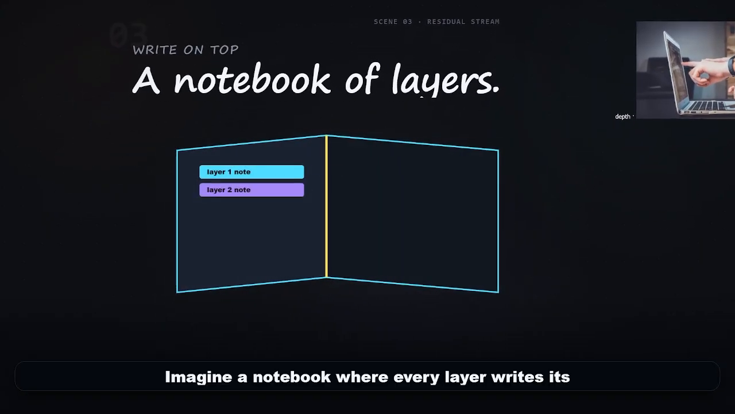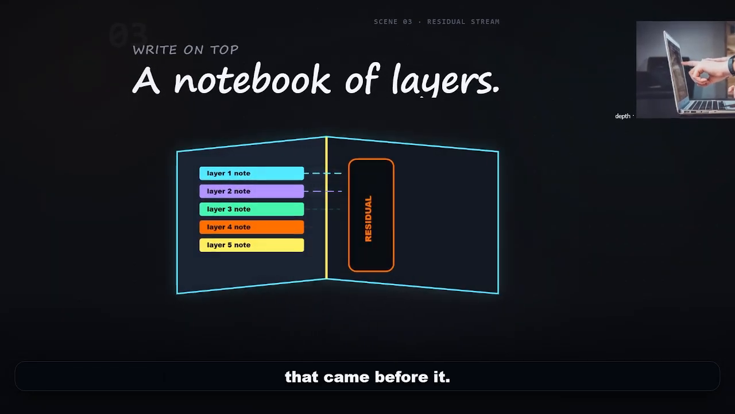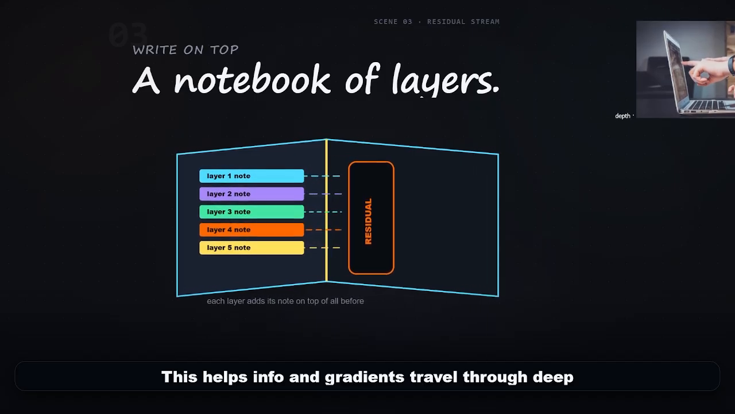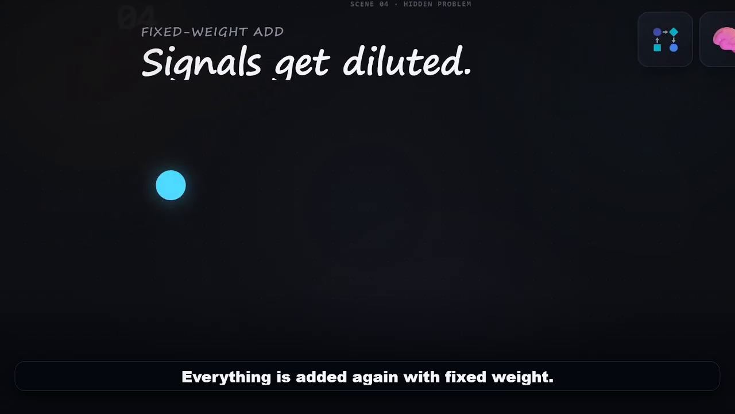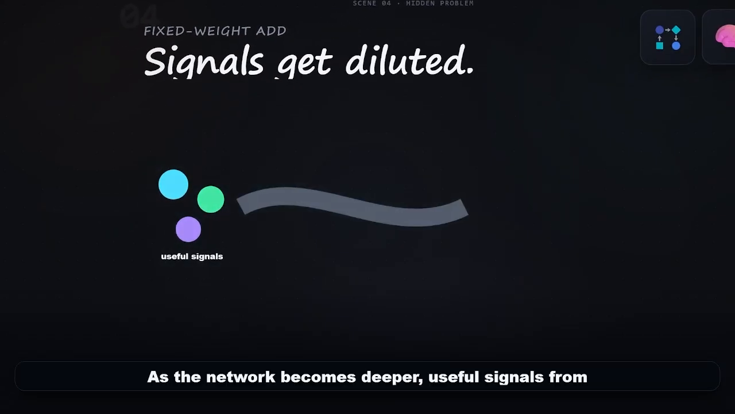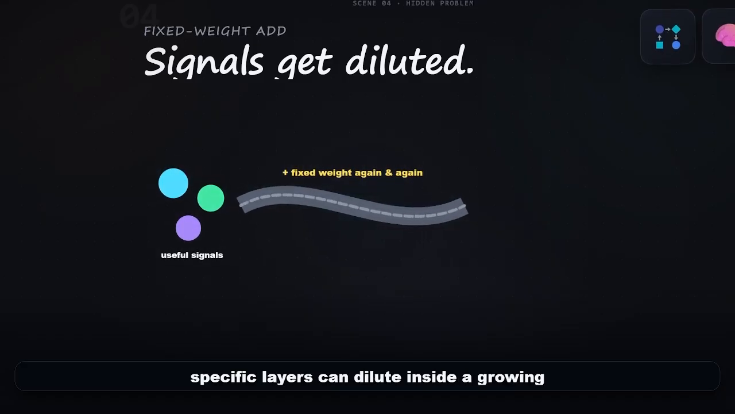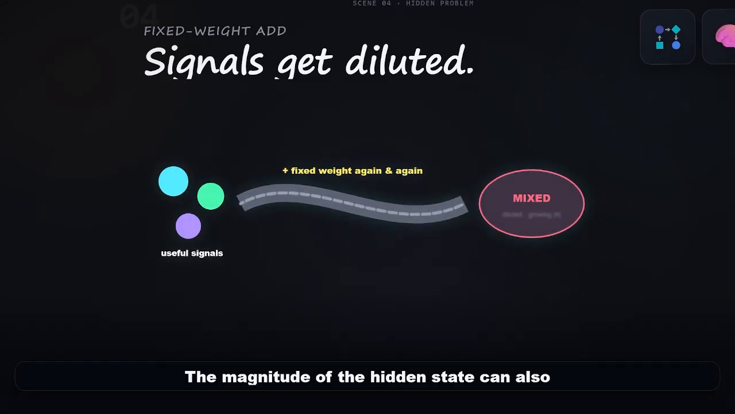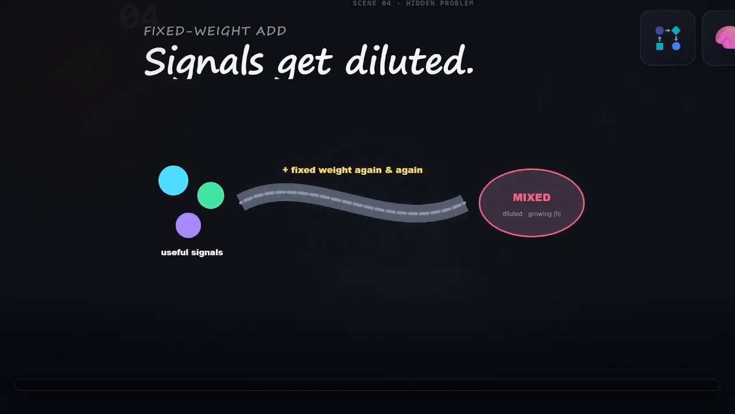Imagine a notebook where every layer writes its own note on top of all the notes that came before it. This helps information and gradients travel through deep networks. But there is a hidden problem. Everything is repeatedly added with roughly fixed weight. As the network becomes deeper, useful signals from specific layers can become diluted inside a growing mixture of previous outputs. The magnitude of the hidden state can also grow in an uncontrolled way.